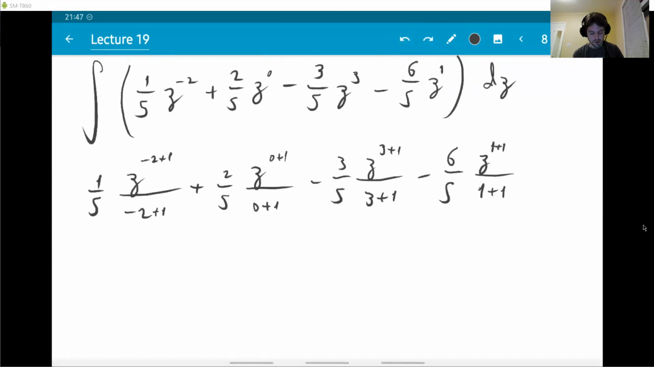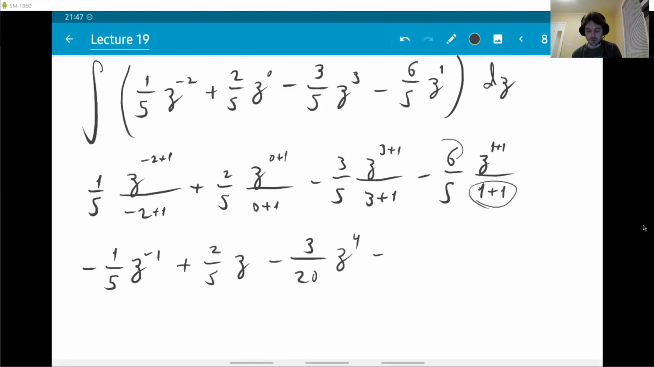Okay, but what is this now? So we have a minus 1 downstairs. This is going to give you a minus sign in front. And upstairs, that's just z to the minus 1. Next, 2 over 5, 0 plus 1 is 1, z to the 1. Next, 3 plus 1 is 4, so minus 3 over 20, z to the 4th. And 1 plus 1 is 2, canceling with the 6 gives you 3 over 5, z squared. You can leave it like this, plus c, that has to be there. You can also just put the z in the denominator because it's to the minus 1 if you want. But this is the antiderivative.